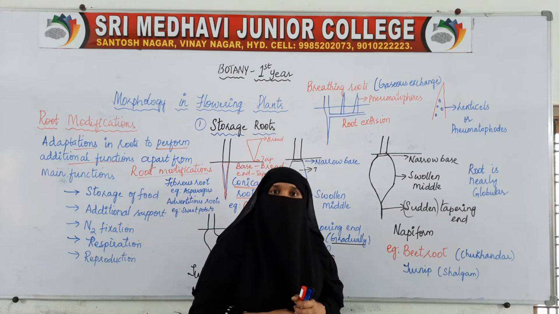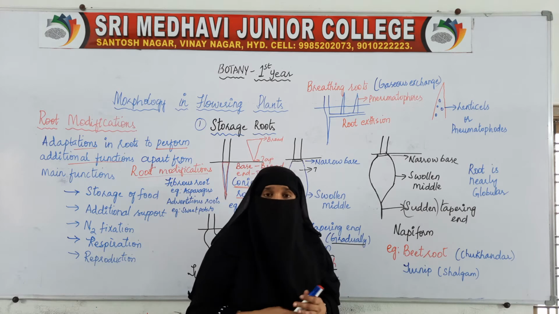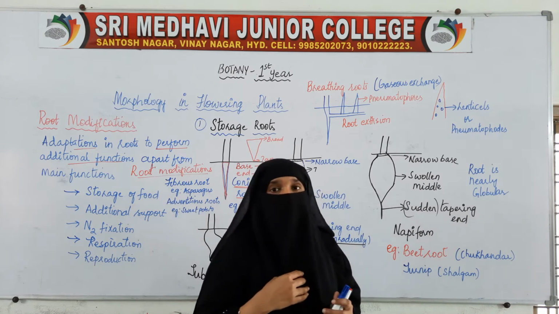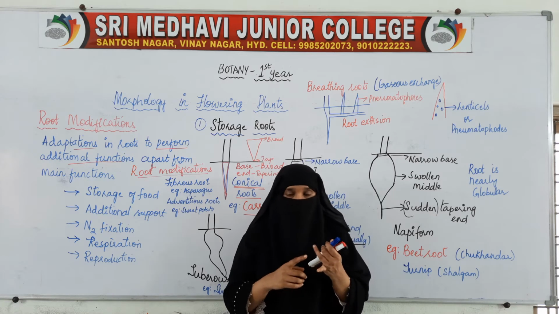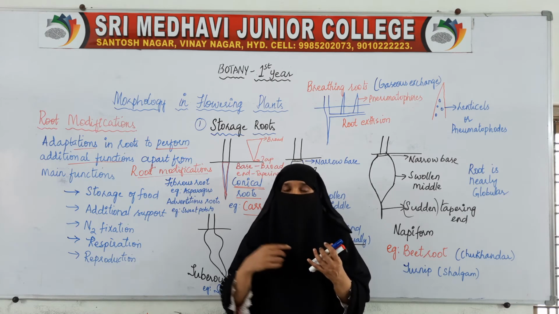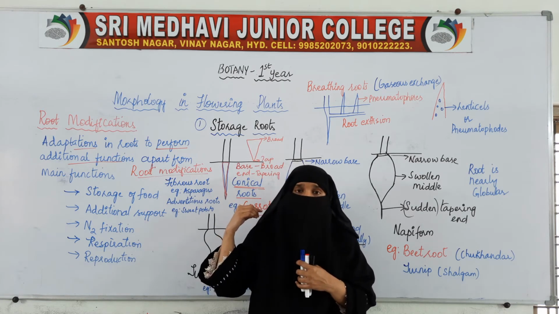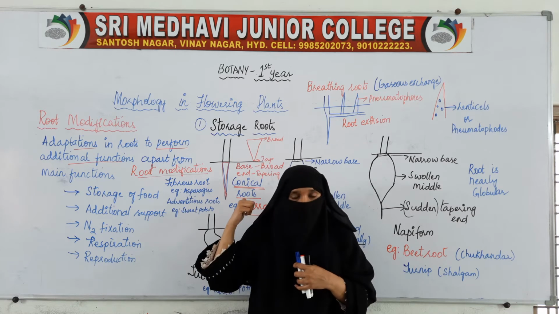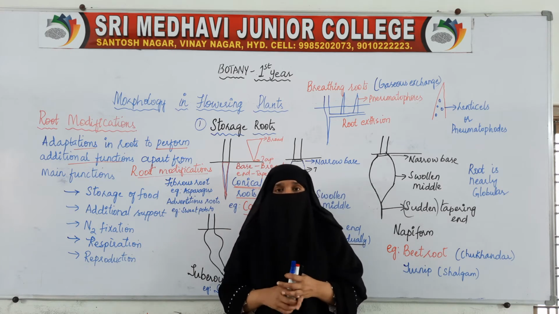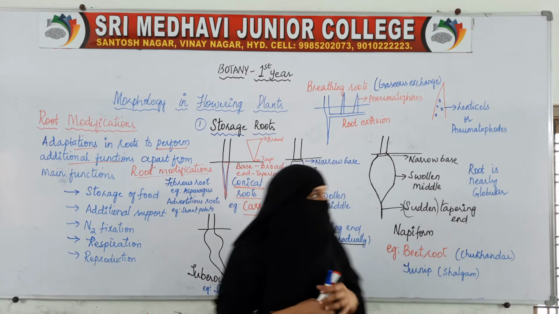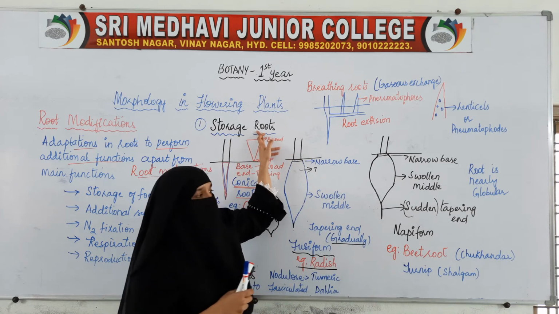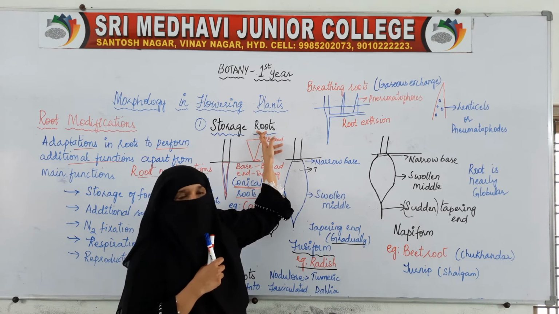Roots which have stored food material. Apart from performing the function of absorption of water and giving strength, that is holding the plant, it also performs the function of storage of food material. So these roots which help in the storing of food material are called storage roots.